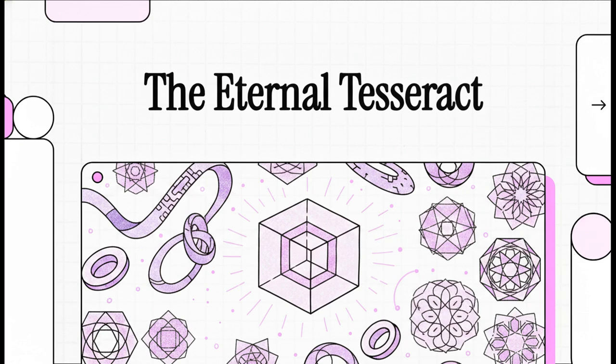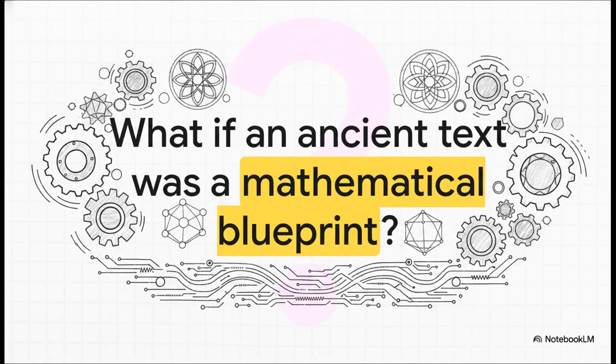We're not talking about a historical biography here. It's a living traversal of what's called a dual caustic universe. So I want you to really think about this for a second. What if this ancient text was actually a mathematical blueprint for the physical and spiritual universe?